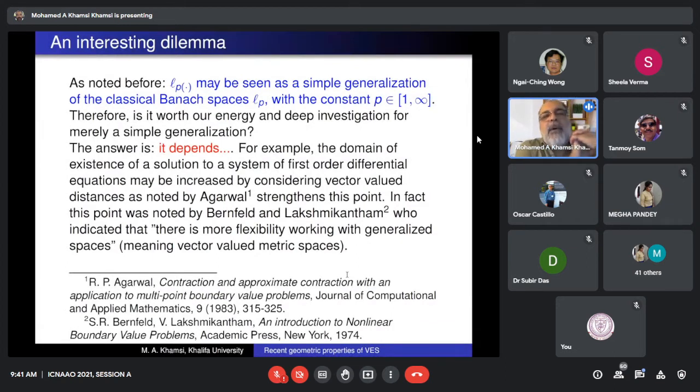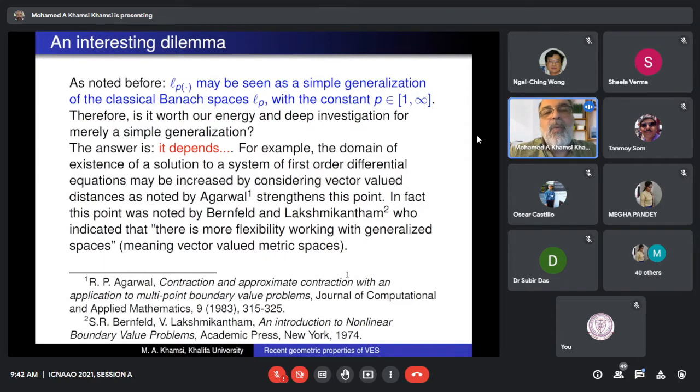As I said before, L^p(.), which is the variable exponent space, is just a simple generalization of what? Of little l^p. And therefore, the question is, is it worthy of our energy and our hard work? So is this generalization worth it? And the answer is, it depends. Sometimes some of the generalizations are worth it and some are not.